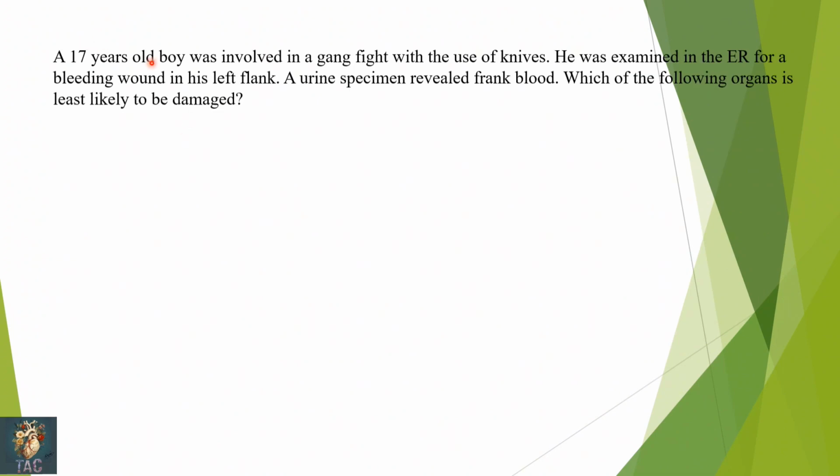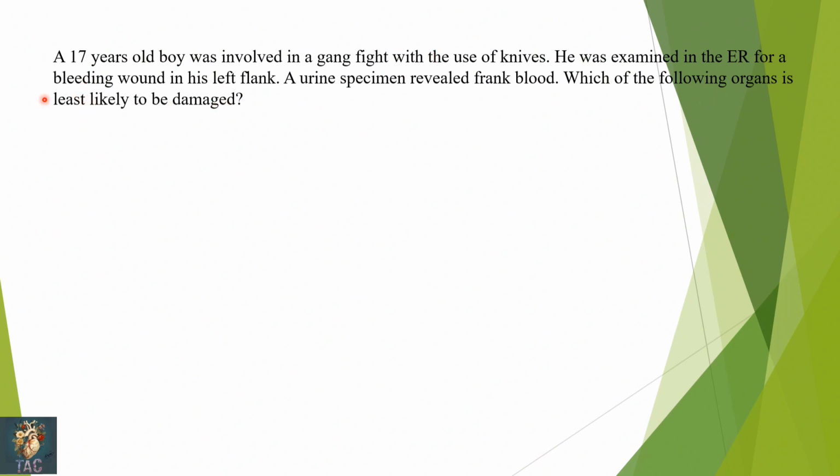A 17-year-old boy was involved in a gang fight with the use of knives. He was examined in the emergency room for a bleeding wound in his left flank. Urine specimen revealed frank blood. So which of the following organs is least likely to be damaged?